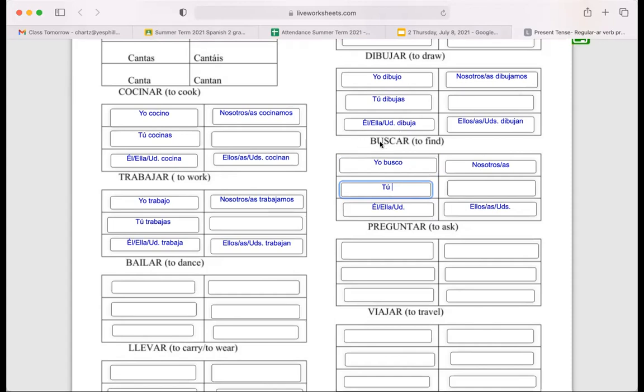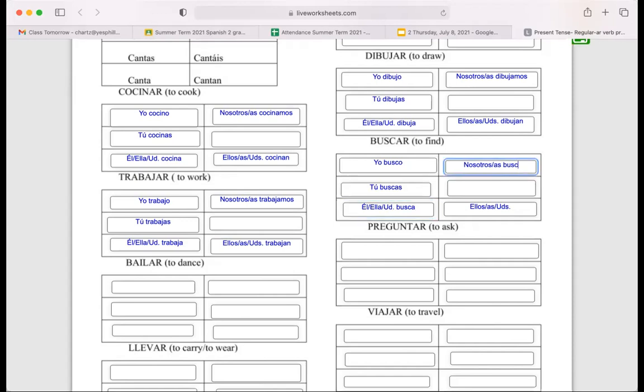Okay, so in the tú form, what do you add to the end? AS. Yep. So tú buscas is "you find." And then for the él, ella, and usted form, what do you add to the end? A. Yep. So he, she, you formal find.